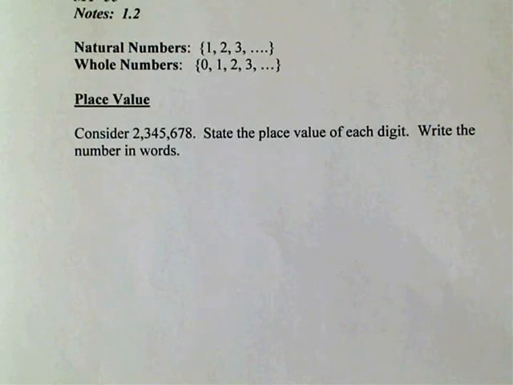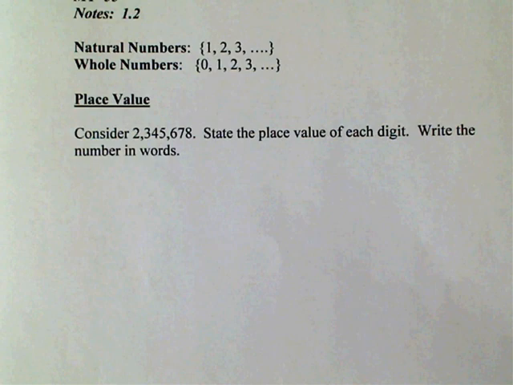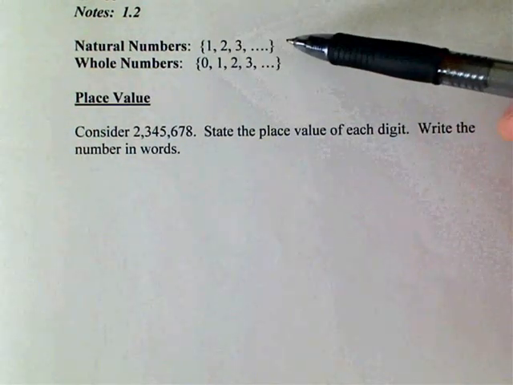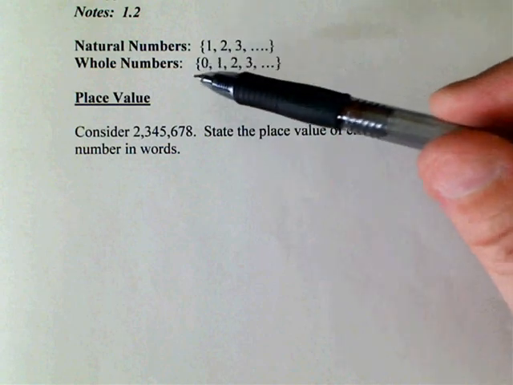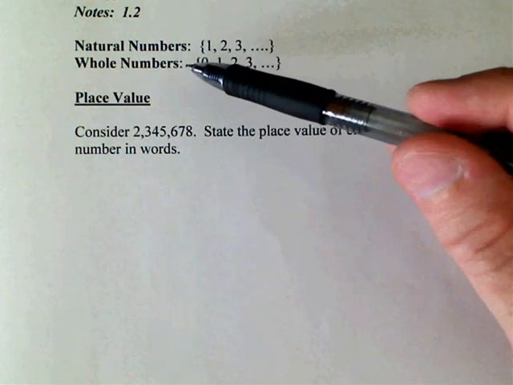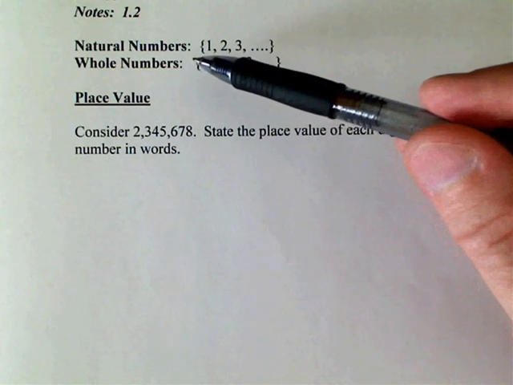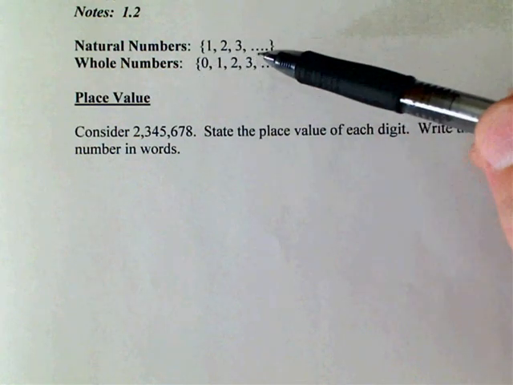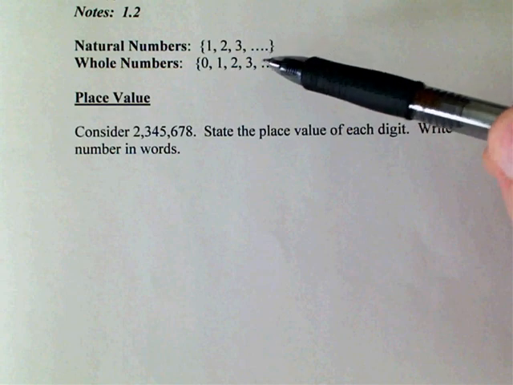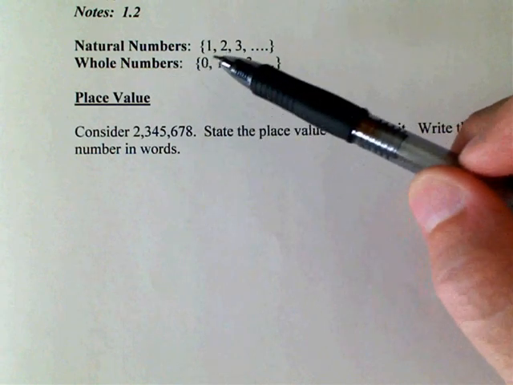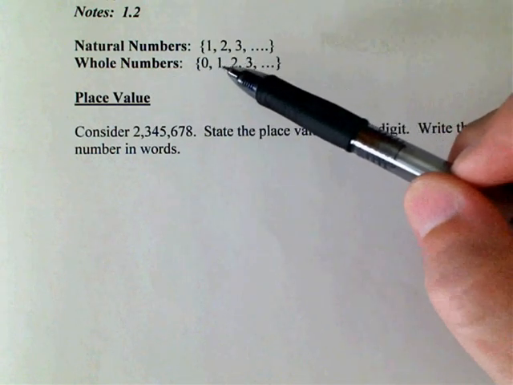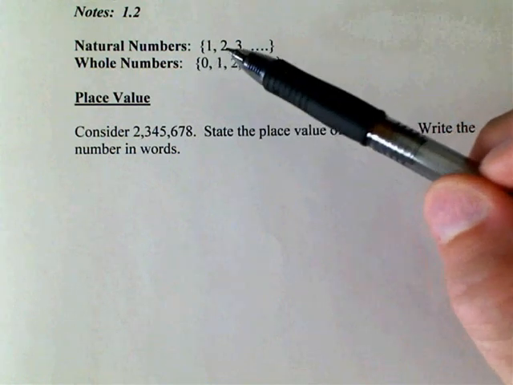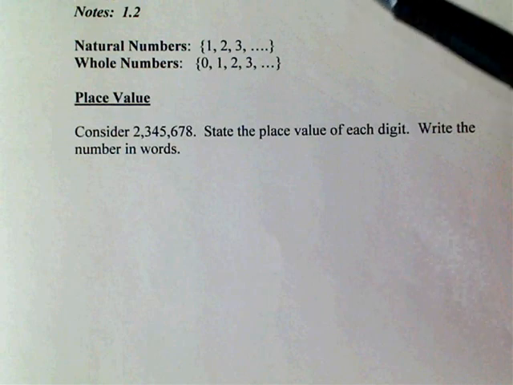This first section is primarily place value. Before we talk about place values, look at these sets of numbers. Anytime you see these braces, they refer to sets of numbers. Natural numbers are the numbers that you were first taught how to count: 1, 2, 3, 4, and so on. The dot, dot, dot means that it never stops. Whole numbers are the same as the natural numbers except for 0. So they begin with 0, then 1, 2, 3, dot, dot, dot.